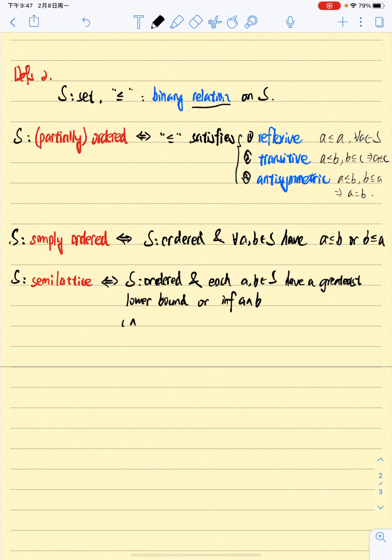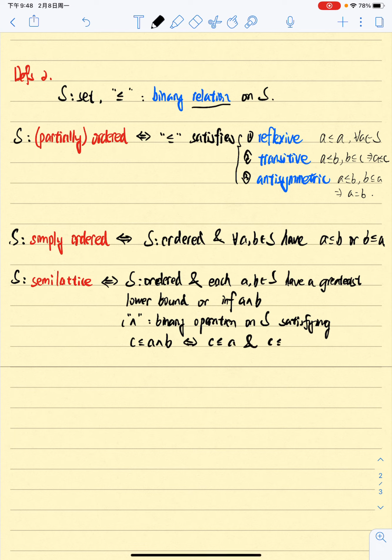Okay, let's see. This symbol means a binary operation on S. It satisfies: if C is smaller than A and B, if and only if C is smaller than A and C is smaller than B.